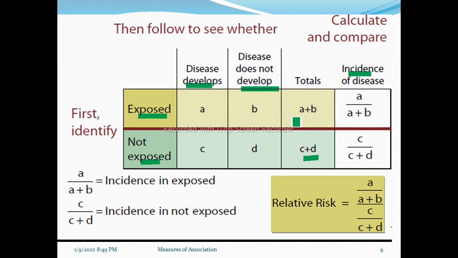Incidence of disease. The incidence of disease in an exposed group is A over A plus B. So A over A plus B is equal to the incidence in the exposed population. The incidence in the non-exposed group is also C over C plus D. C over C plus D is the incidence of disease in the non-exposed population.